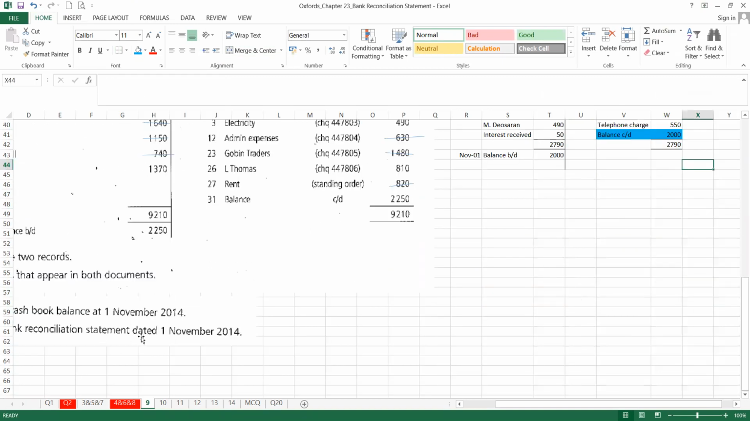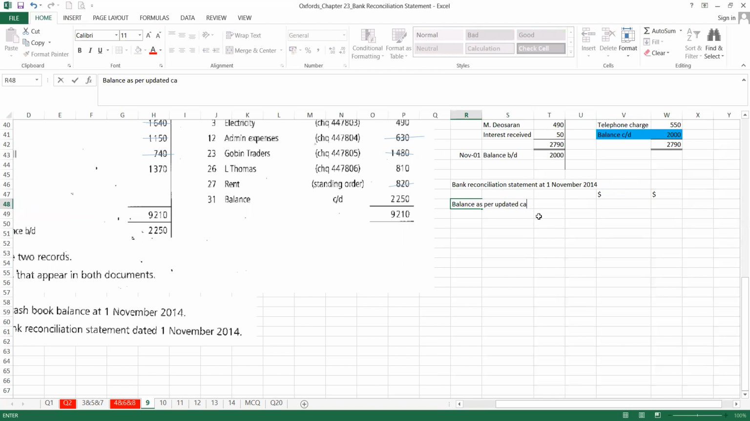Now next, they ask to prepare the bank reconciliation statement. Bank reconciliation statement for at 1st November 2014. So here I put two columns, just in case there are more items. So start from the balance as updated cash book. So because we already start with the cash book, so we start with the cash book first. So 2000, this is a debit.